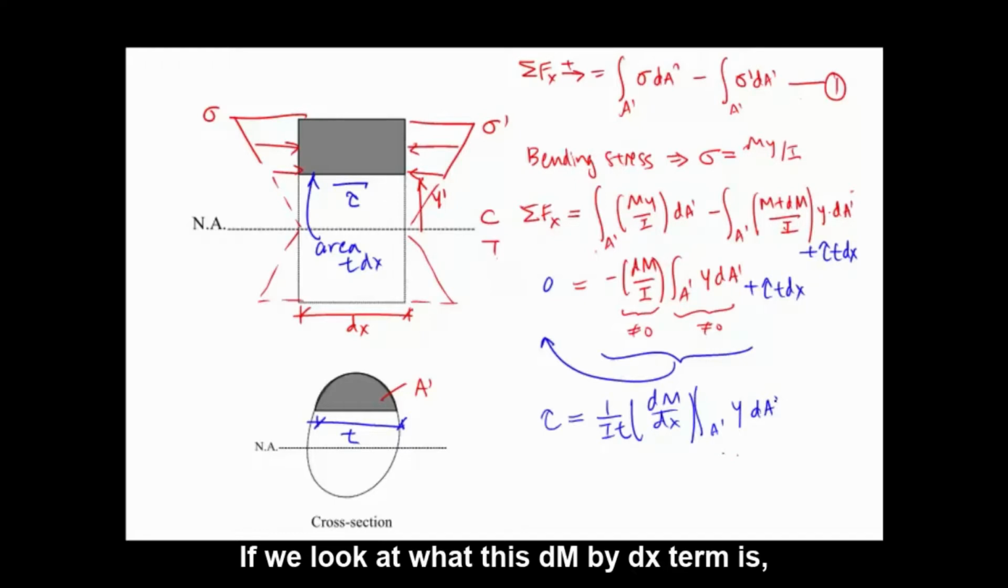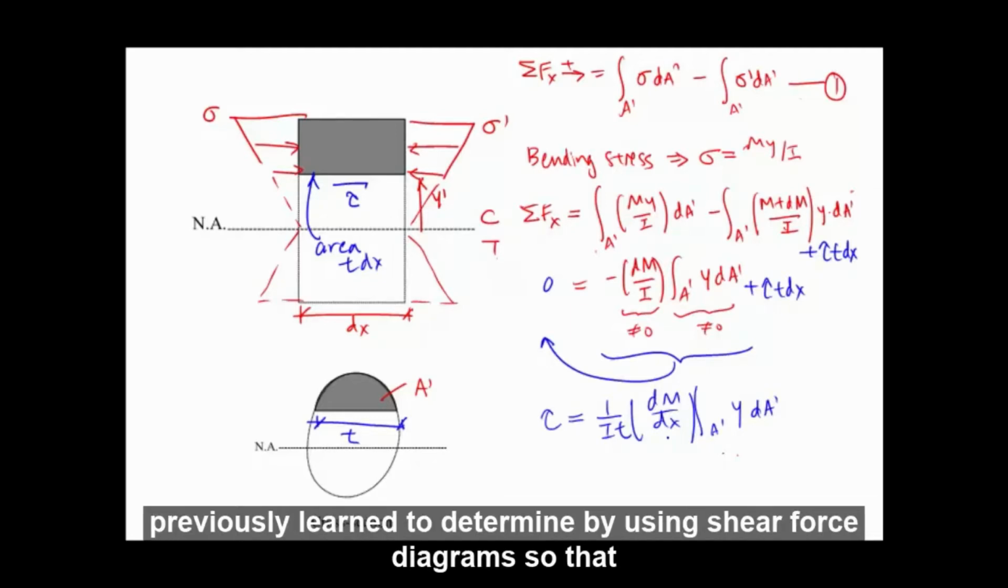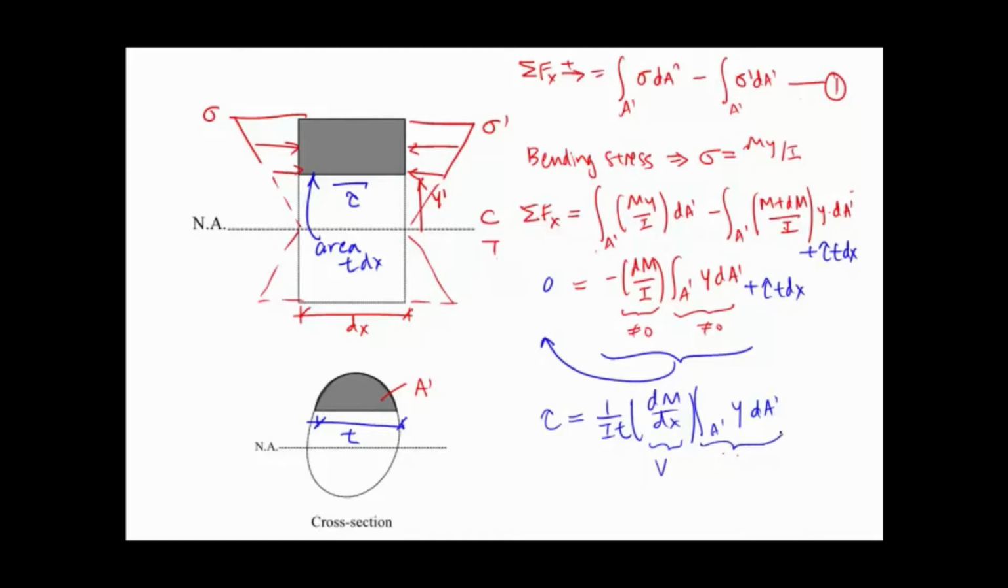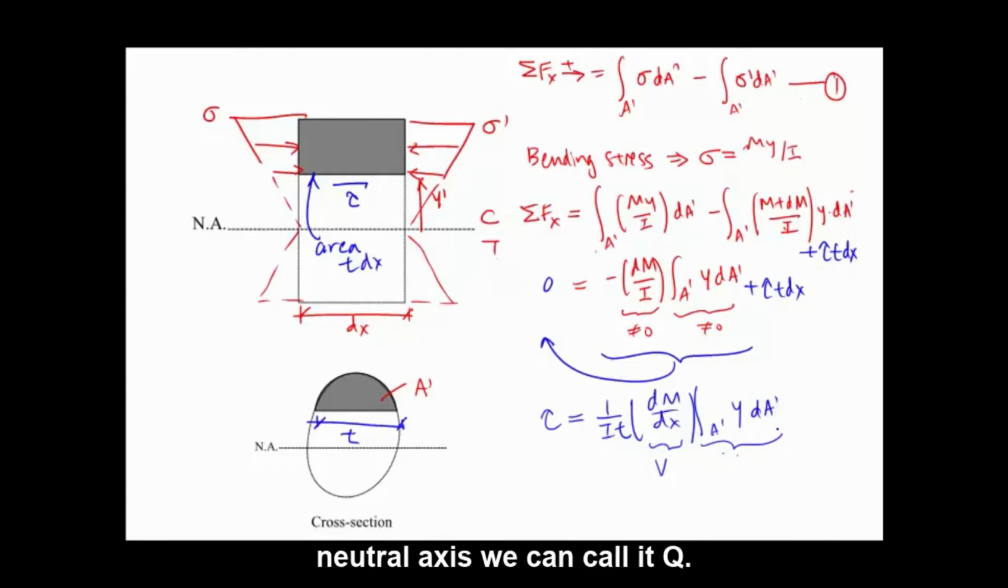If we look at what this dM by dx term is, that's actually the internal shear force at the section, which we have previously learned to determine by using shear force diagrams, so we can just call this V, because V is shear. And we can replace this integral, which is the first moment of the area A prime about the neutral axis, we can call it Q. So to summarize, tau, we simplified, is equal to VQ over It.